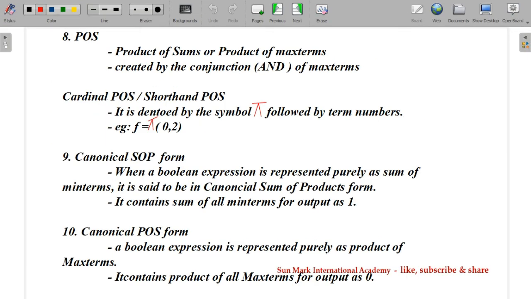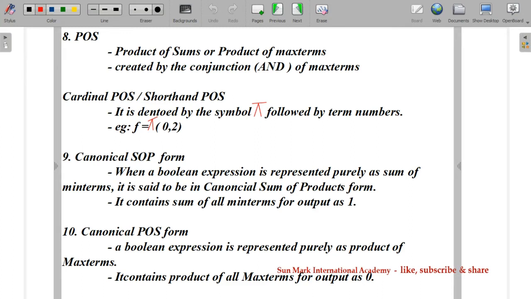Next one is POS, product of sums or product of maxterms. Maxterm means, sorry, here M should be capital. Minterm means it is the product. Maxterm means it is the sum. So product of sum means product of maxterm. It is created by the conjunction or AND operation of maxterms.